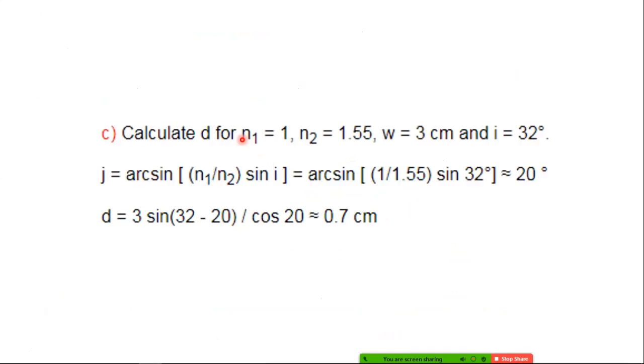Putting all the values into the previous equation obtained from B, J is equal to sine inverse, that is arc sine, of n1 by n2 into sine I. Putting in all the values, we get J is equal to 20 degrees. Then d is equal to W sine (I minus J) divided by cos J, and putting in all the values, we get d is equal to 0.7 centimeter.